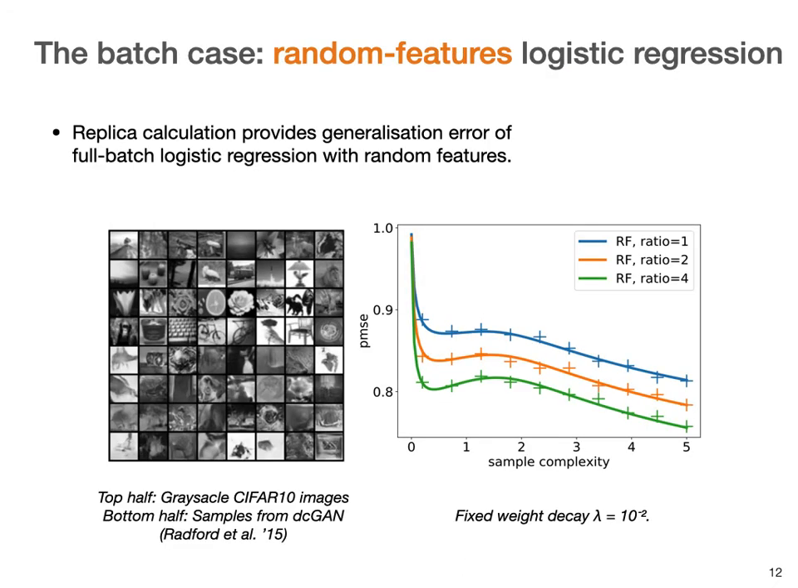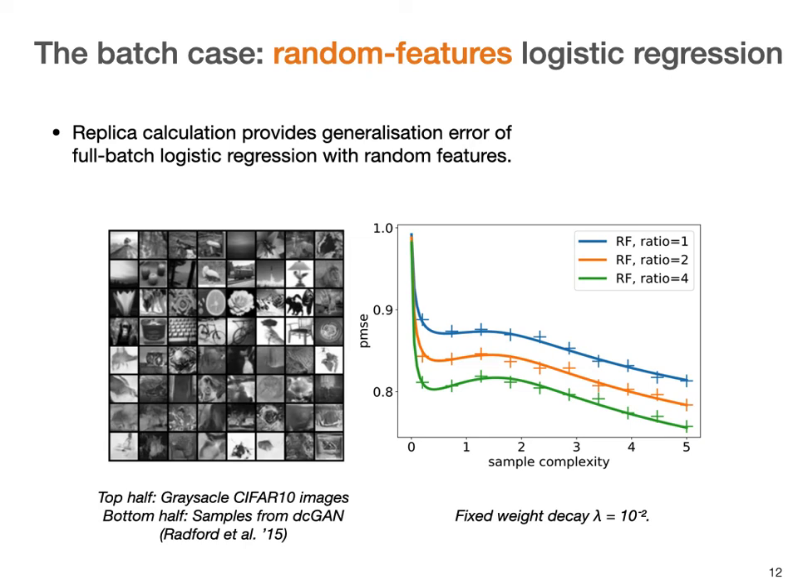We also use this to look at a random features logistic regression on a finite data set. So this is a different setup in the sense that it requires a finite data set. You do batch gradient descent, so it requires different methods, in this case the replica method from statistical physics. And this calculation then gives you the generalization error as a function of the sample complexity, so as a function of the number of samples that you have in your data set.